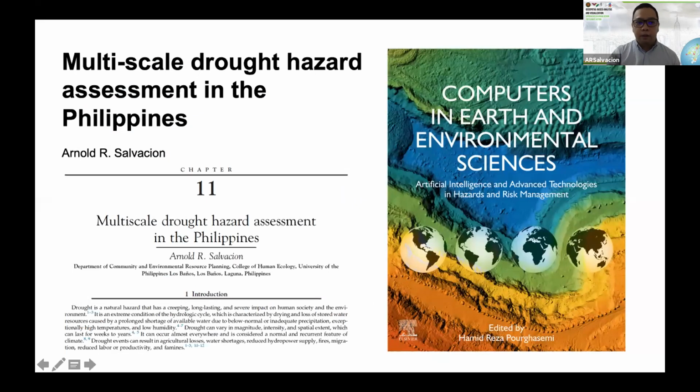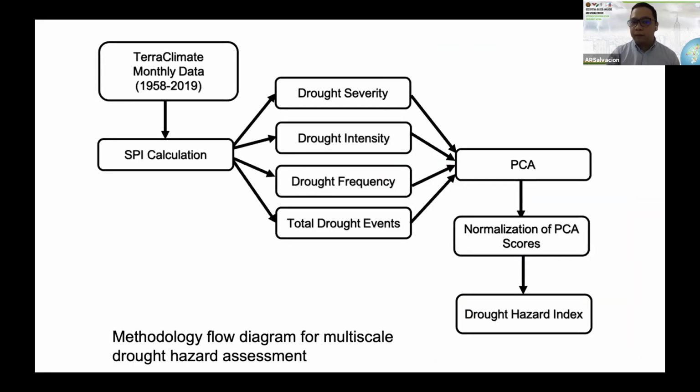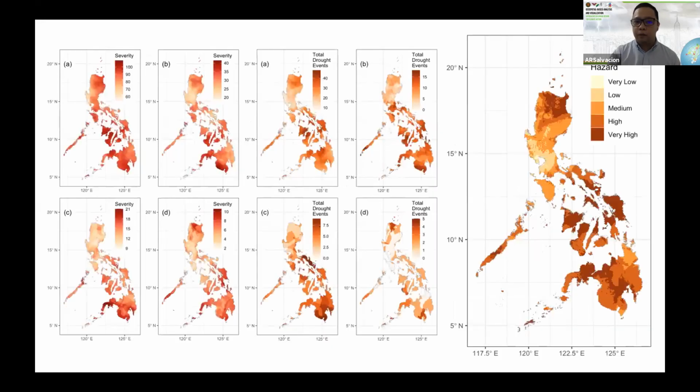And then this one is recently published, I think two weeks ago at LCBR. So this is mapping drought hazard assessment of the Philippines. So I downloaded climate data from 1958 to 2019 for the Philippines, did some calculations on the drought severity, drought intensity, drought frequency, and total drought events, and did some principal components to combine these indices to come up with the drought hazard mapping. So I combined this, again, eight maps with this one.